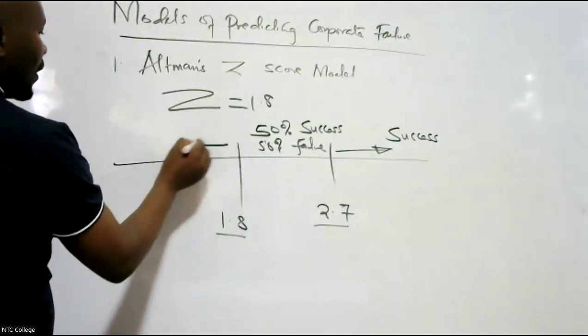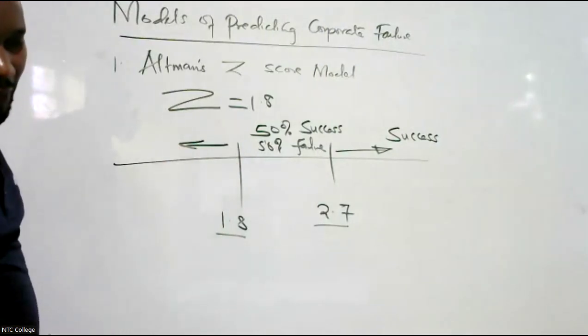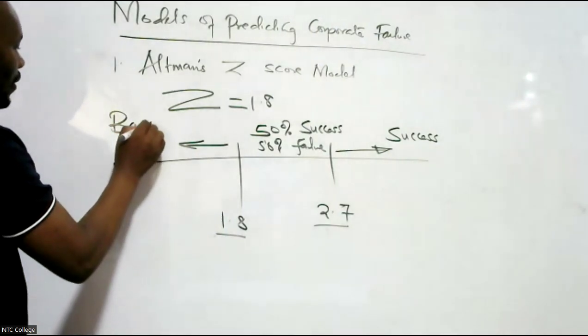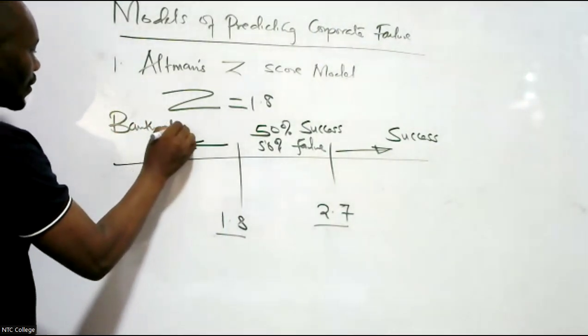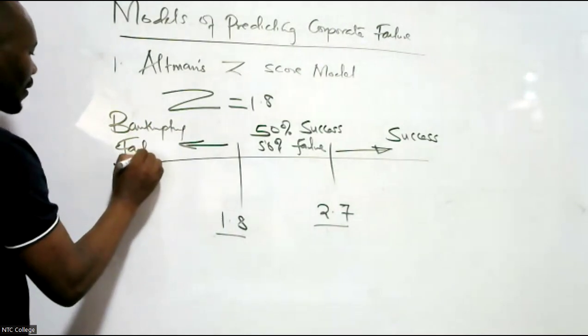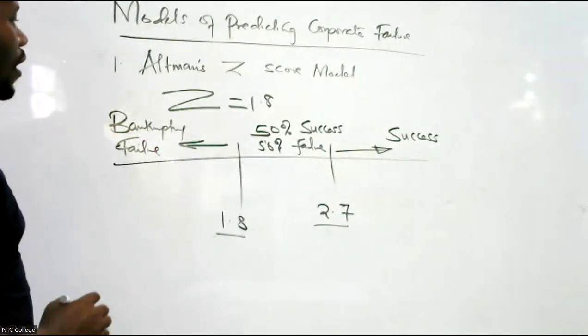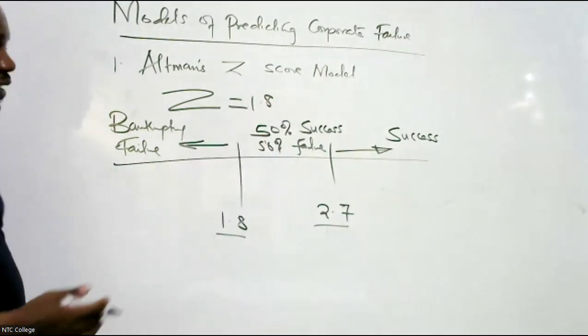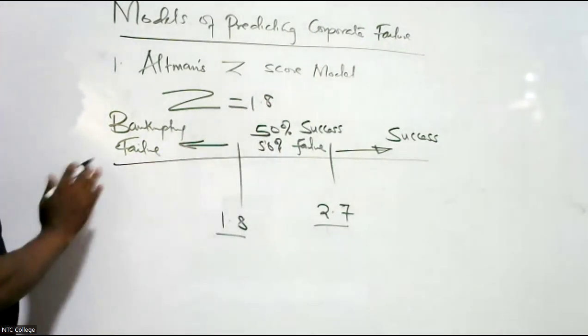The one that is below here is bankrupt or failure. So if you calculate the Z score and you find it is less than 1.8, or it is even negative, then that is a company that is performing poorly.